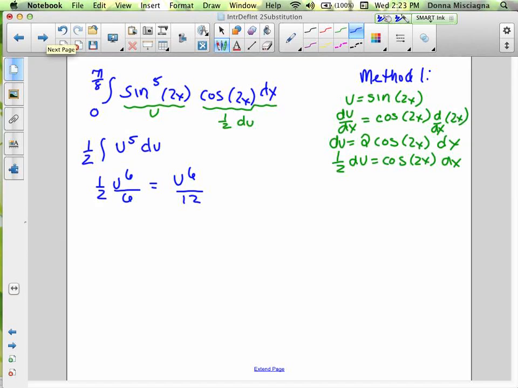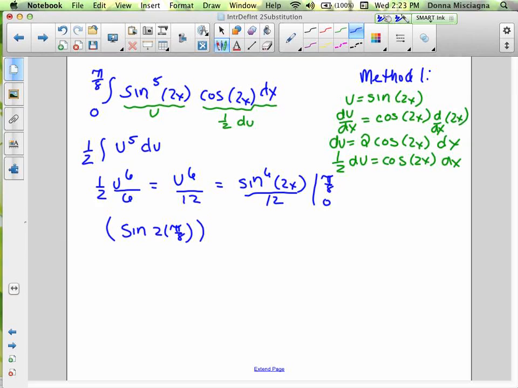Let's substitute back. So u is sine 2x, and now it's got a 6 there. Sine 2x to the 6th power divided by 12. Once we substitute back, we can put the limits of integration, so 0 to pi/8. All right, and so now we'll plug everything in. We've got sine 2 times pi/8.